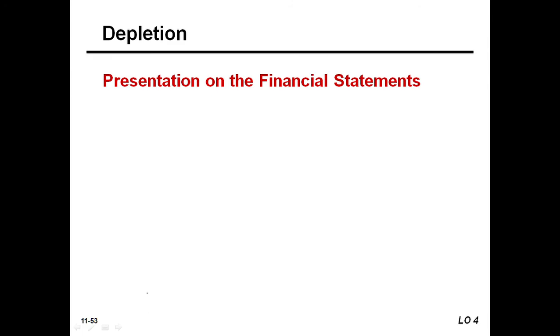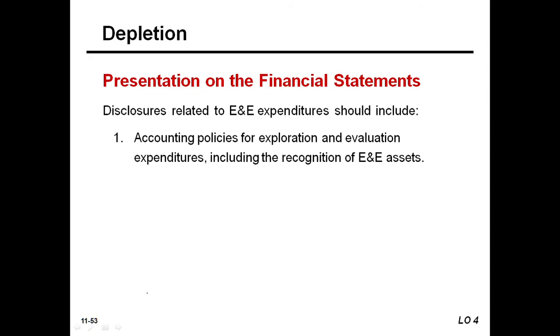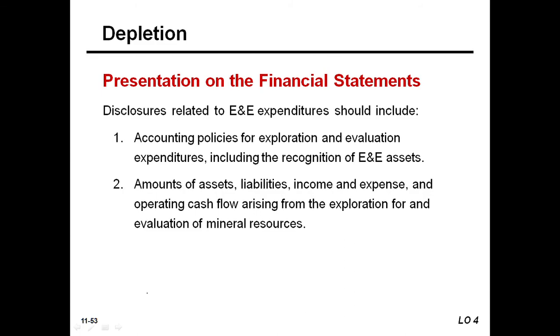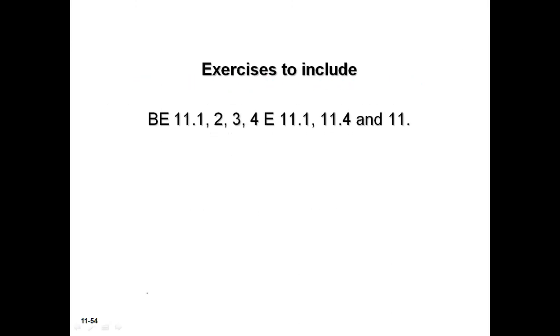Where do you show the depletion in the financial statements? Basically, we talk about exploration and evaluation expenditure, in short form E&E expenditure. There are some accounting policies for that. Whenever the company is in a mining field, they have to follow the accounting policies for the E&E expenditure, including when you recognize these expenses. So the amounts of assets, liabilities, income and expenses, and also the operating cash flow which arise from the exploration of the mineral resource must be evaluated independently. Okay, so that's the idea.